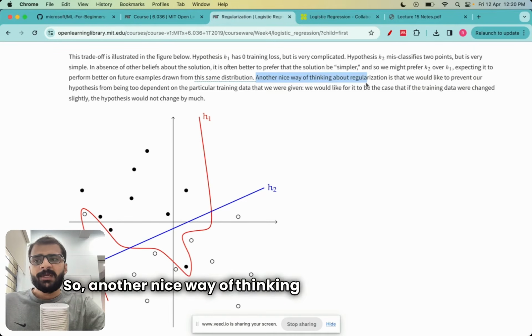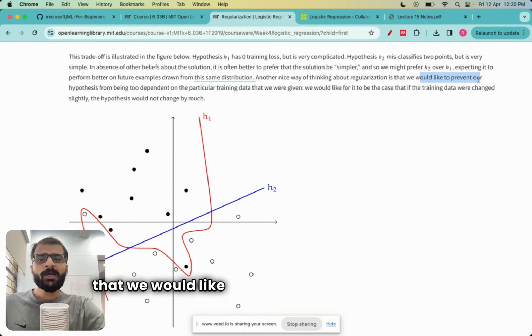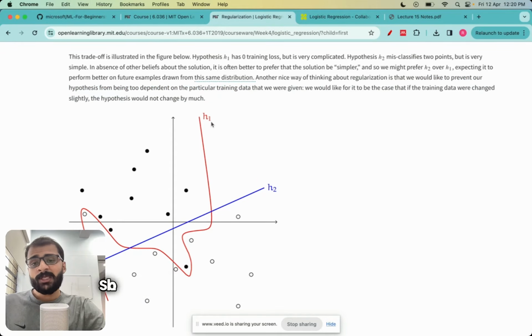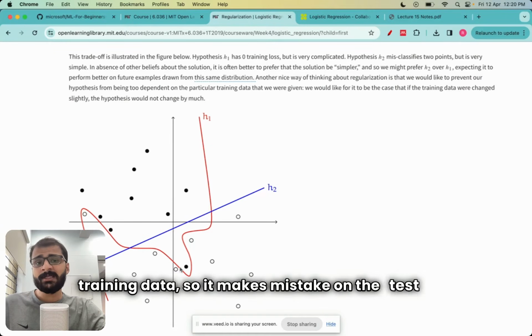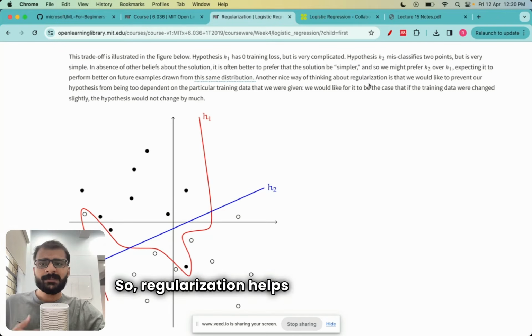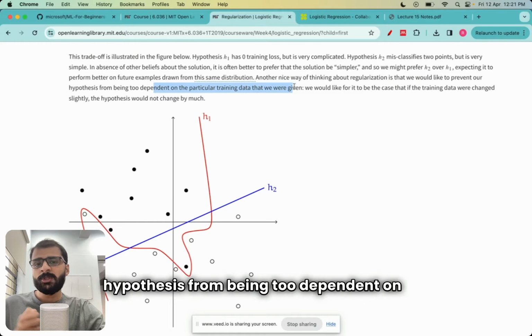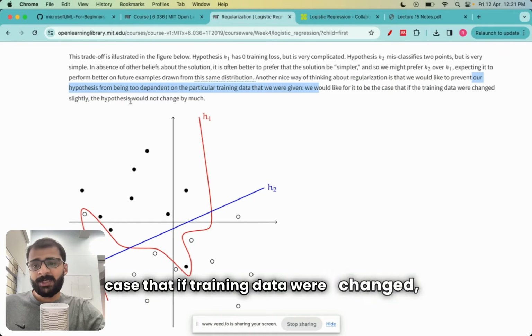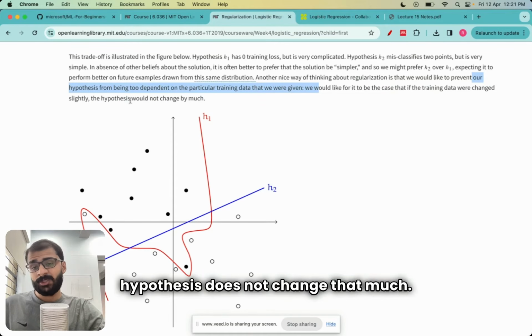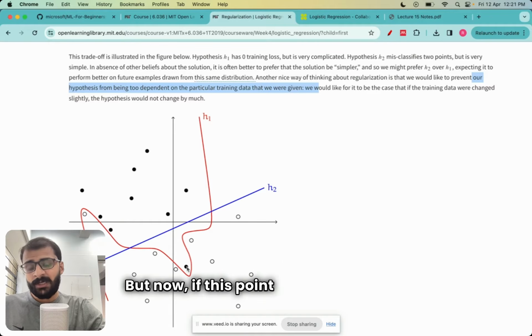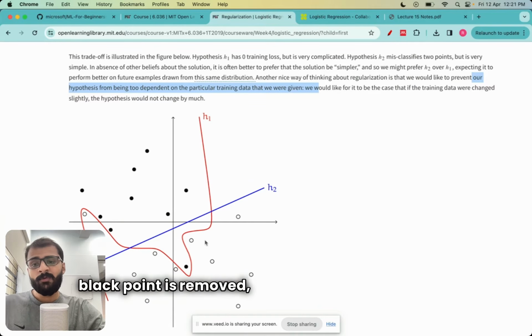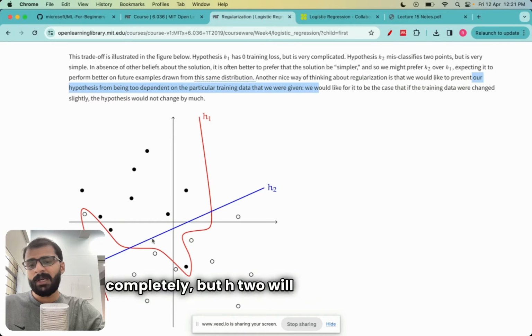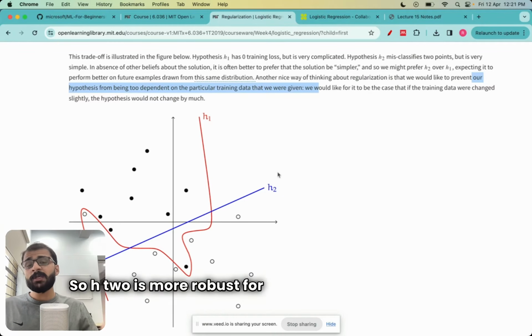Another nice way of thinking about regularization is that we would like to prevent our hypothesis from becoming too dependent on the particular training data. So H1 is too dependent on the particular training data, so it makes mistakes on the test data. So regularization helps us to prevent our hypothesis from being too dependent on the training data that we were given. We would like it to be the case that if the training data were changed, our hypothesis does not change that much. This is very important. If this black point is removed, H1 will suddenly change completely, but H2 will remain the same. So H2 is more robust for testing.